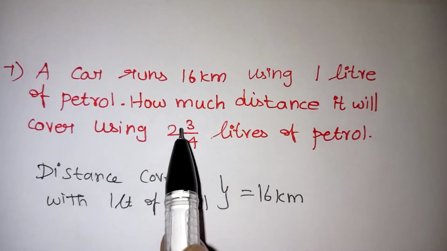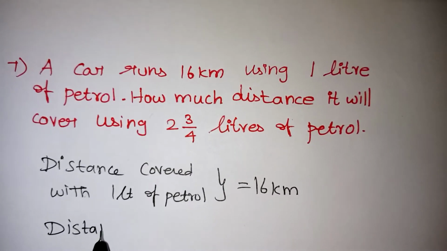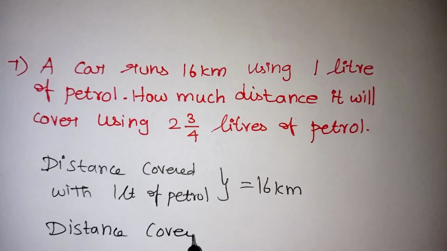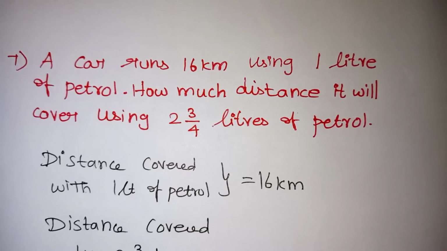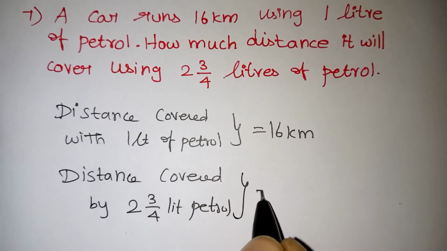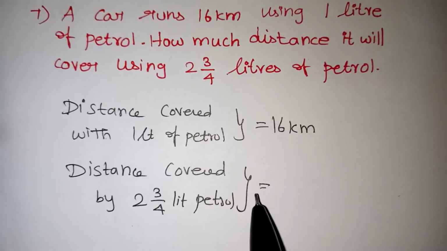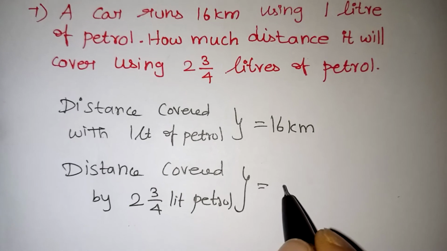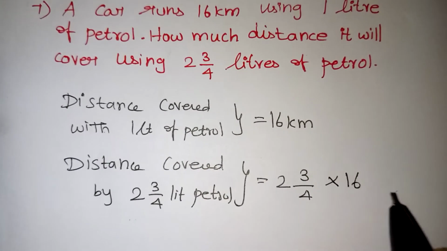Now we have 2 3/4 liters of petrol. So they are asking the distance covered by 2 3/4 liters of petrol. Very easily we can say, for 1 liter of petrol this much, for 2 3/4 liters how much they are asking. Just multiplication. So 2 3/4 into 16 we have to do.